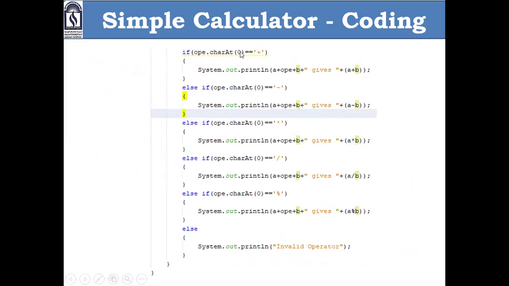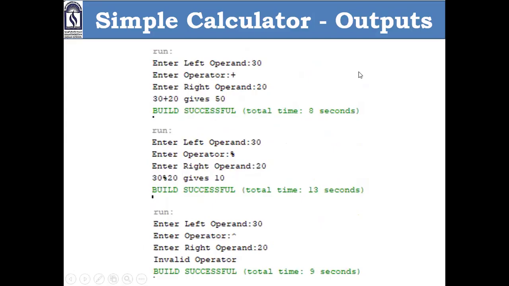op.charAt(0). Already we studied that op is a string. At the zeroth location, what is available? Plus is available. Plus double equal to plus is true, so that statement will execute and everything else will be skipped. That means a op b, where op is plus and b is 20, that is 30 plus 20, gives a plus b. a is 30, b is 20, so it will give 50. Let me check the output here. Enter operand 30, enter operator plus, enter right operand 20. So 30 plus 20 gives 50.